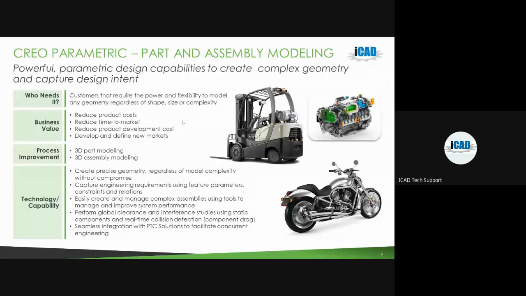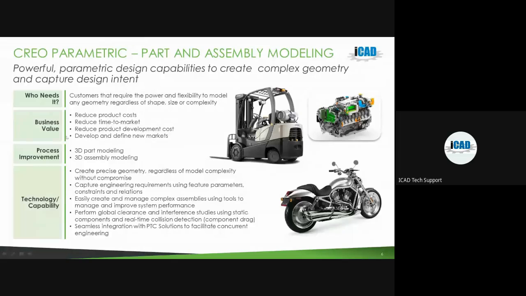About assembly modeling in Creo Parametric, part and assembly modeling. Creo has powerful parametric design capabilities to create complex geometry and capture design intent. Generally, who needs part modeling and assembly? Every customer that requires the power and flexibility to model any geometry, regardless of shape, size, or complexity. What is the business value of part modeling and assembly modeling in Creo Parametric? It will reduce our product cost, reduce the time to market, reduce the product development cost, and develop and define new markets.